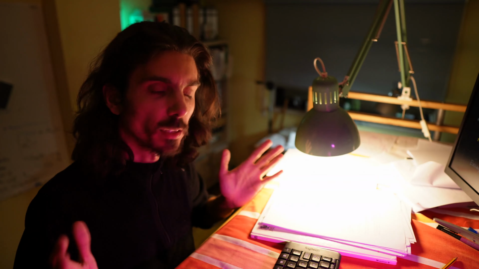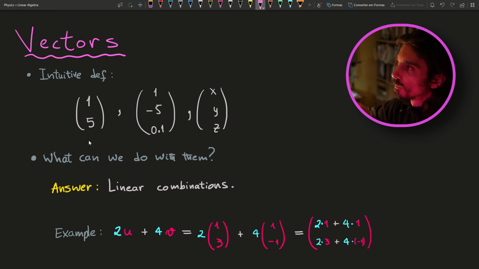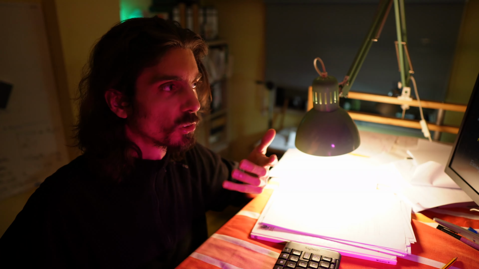What are vectors? Let's just give an intuitive definition of vectors as being just an array of numbers, of real numbers. We see here examples: this column vector, an array with 2 numbers, an array with 3 numbers, and an array of variables. So x, y, and z could be any real number.